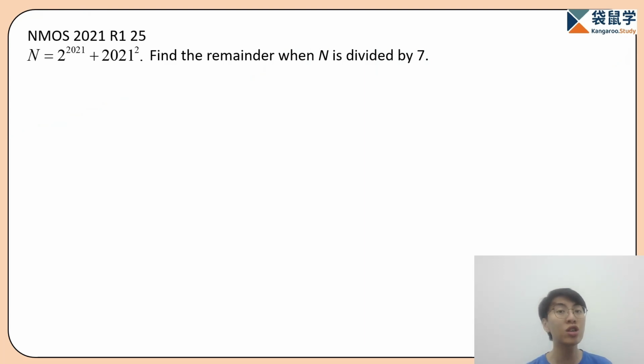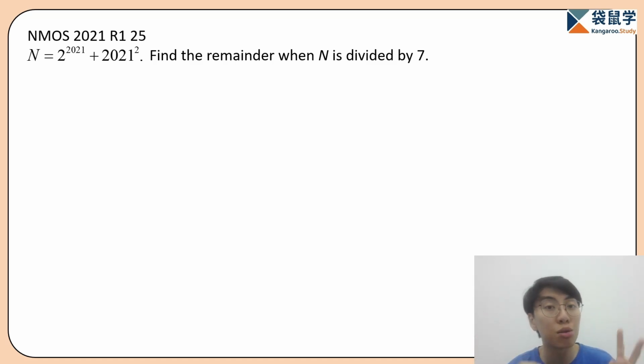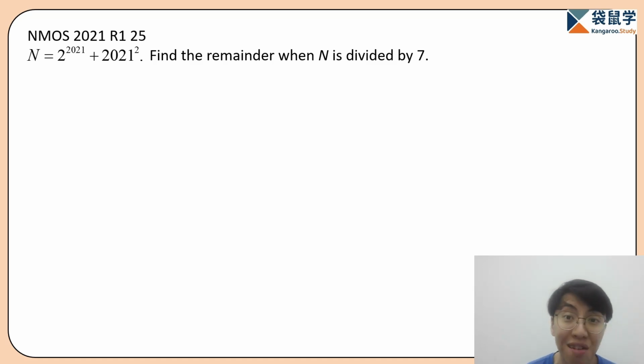This question is from NMOS 2021 round 1 question 25. It says n is equal to 2 to the power of 2021 plus 2021 to the power of 2, and asks us to find the remainder when n is divided by 7. As expected of a question 25, which is at the back, the question is not easy.